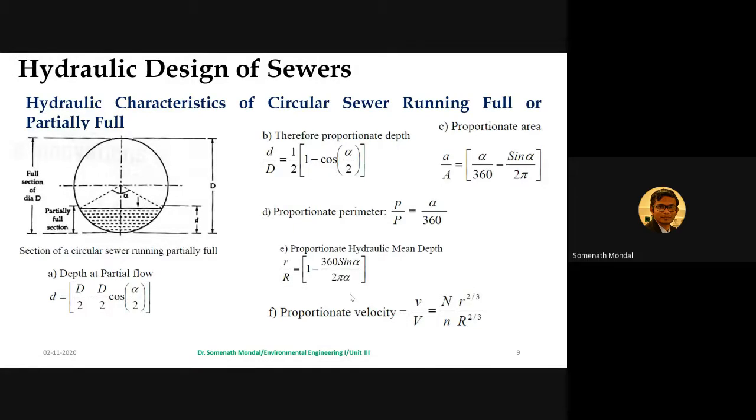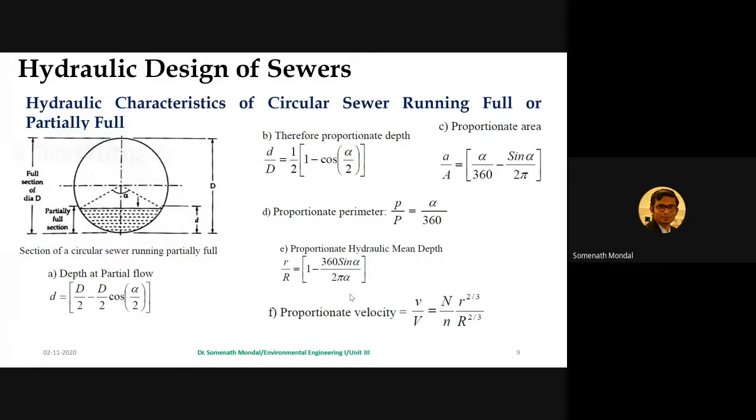Next, and the final one is proportionate velocity. So for this, what needs to be done is you need to apply Manning's formula, or maybe any of the formula which we have discussed before. So usually Manning's is preferred to be used in this case. So for partially full condition, you need to calculate the small v value. So that is, 1 by n r to the power 2/3 root S0.